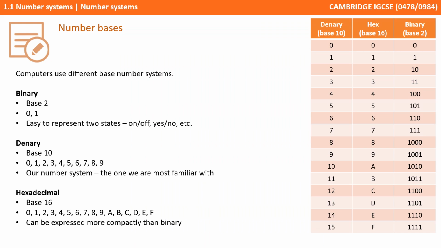So let's just quickly recap. Computers use different base number systems. There's binary, which is base 2, which contains just a 0 or a 1. It's easy to represent two states in binary, such as on, off, or a high or low voltage. Denary, which is the number system we're most familiar with, is base 10 and contains unique digits 0 through 9. And finally hexadecimal, base 16, which contains the digits 0 through 9, followed by A through F. Hex numbers can be expressed more compactly than binary numbers, and this has several advantages, which we take a look at in another video.